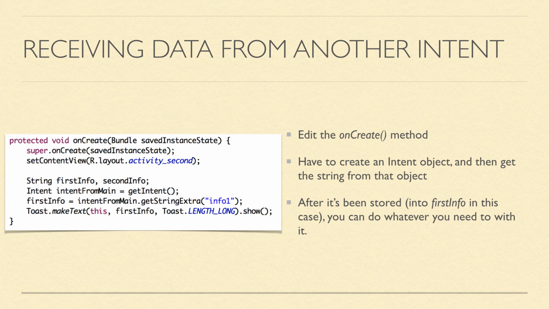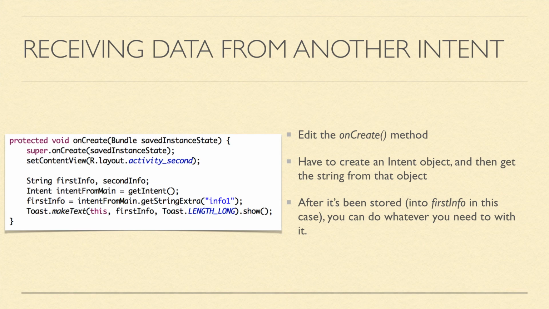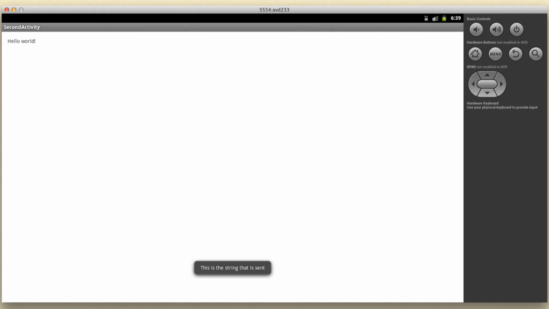So anyway, it's not that hard to retrieve information either. It's an extra couple of lines of code, and you just have to remember you have to create another intent object to receive the data, and then whatever you put in info1, that's going to retrieve. This is the string that is sent, that's shown up there. And this code snippet here that I took a screenshot of is actually from the program that did that, so it does actually work, which is surprising.